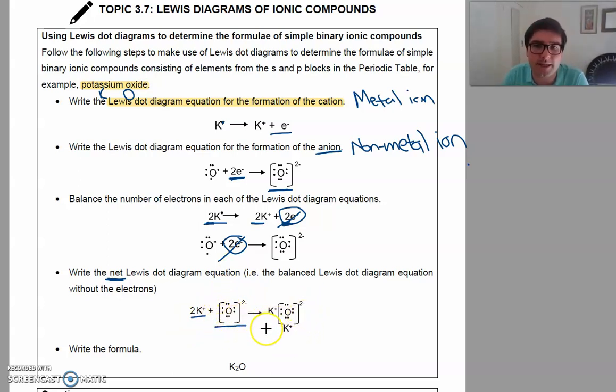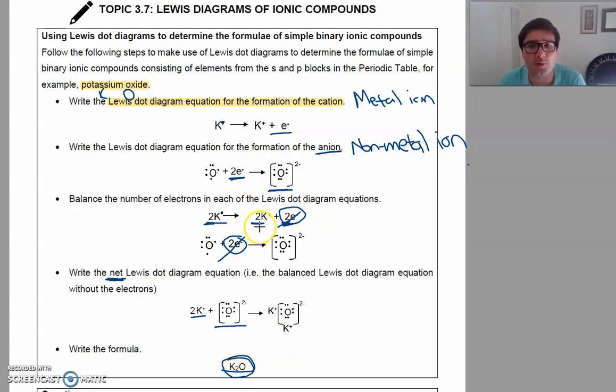Remember that this is just a representation. You will never find in nature a situation where you have 2 potassium ions just bonded to 1 oxide ion. They're always in a crystal lattice, which is the repeating pattern of multiples of these. So the simplest ratio that we have here is 2 potassium ions for every oxide ion. Our formula that we will write down is K2O.